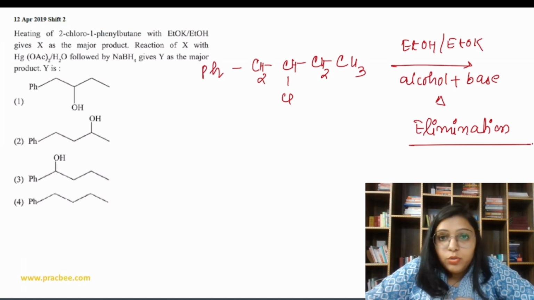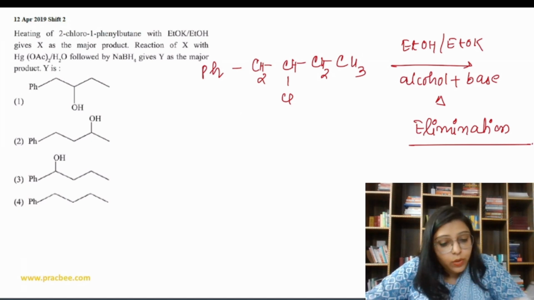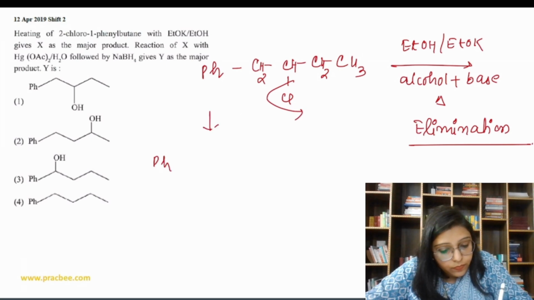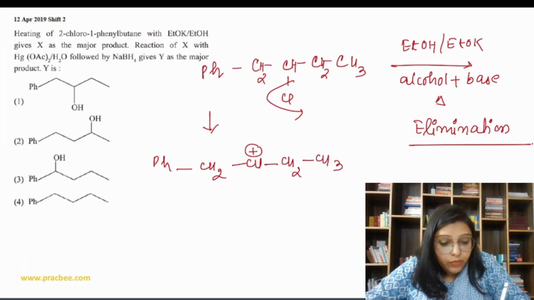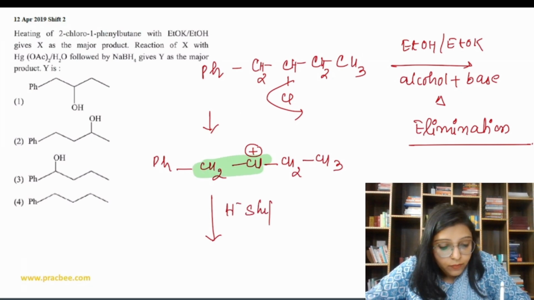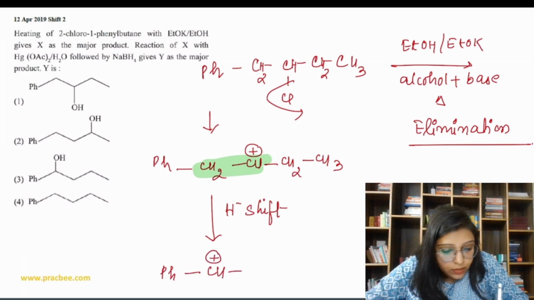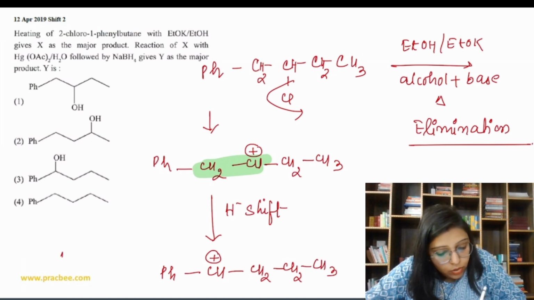So let us do elimination reaction. So what happens? We have Cl leaves. So we write CH2, CH positive, then CH2, CH3. Now what we are going to do? We have to do hydride shift over here. Hydride shift, so we get benzylic carbocation. We get CH positive, CH2, CH2, CH3. Now this is benzylic carbocation.